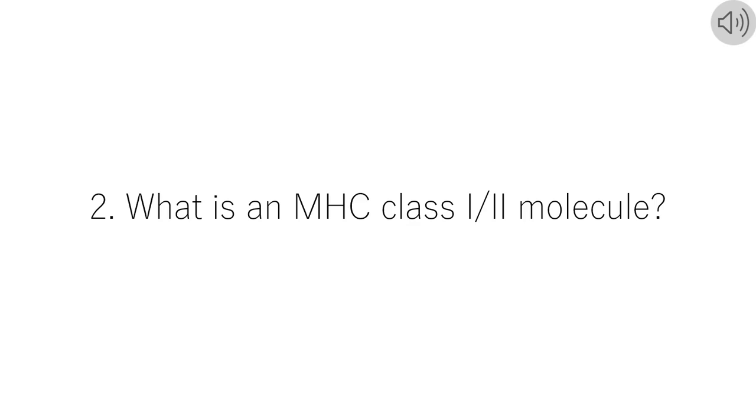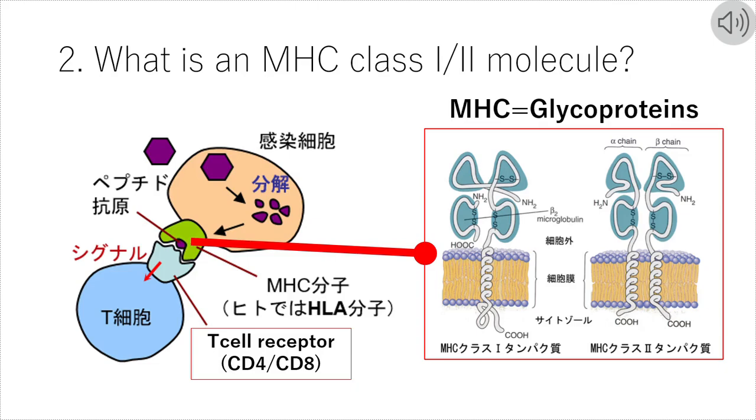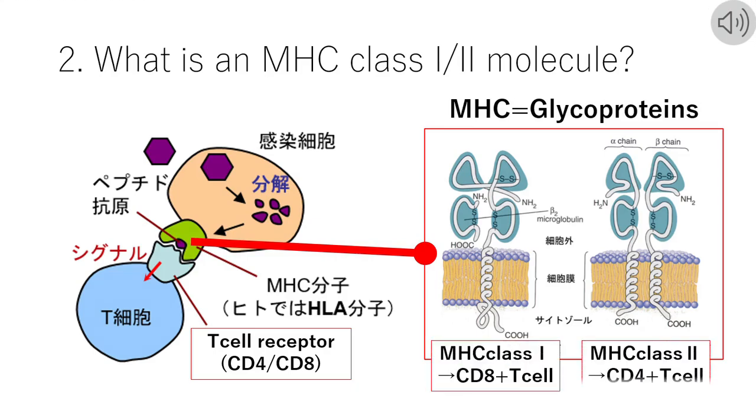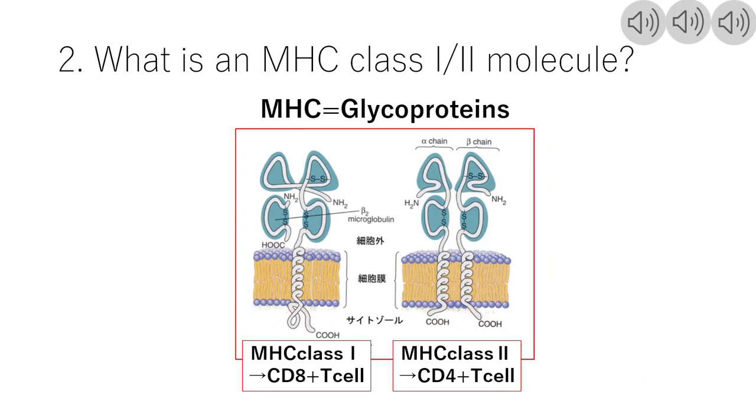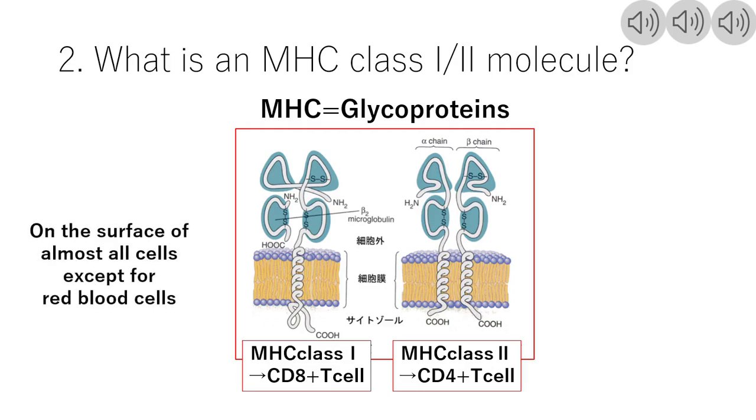Second, what is an MHC class 1 and 2 molecule? MHC molecules are glycoproteins that display antigens to CD8 plus or CD4 plus T cells. There are two types of MHC molecule, class 1 and class 2. Class 1 is found on the surface of almost all cells except for red blood cells.